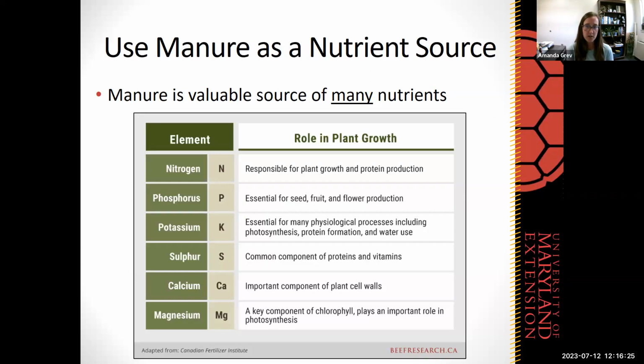All right, so what about other sources of fertility? So manure is one that first comes to mind to a lot of people, right, as a source of fertility. So we know that manure is a valuable source of many different nutrients. So here is just a chart showing some of the nutrients that are available in manure and also a little bit on their role in plant growth. So you can see manure can supply nitrogen, phosphorus, potassium, sulfur, calcium, magnesium, and other micronutrients as well. And those are all important for our plants, and they all fall under that essential nutrient category.